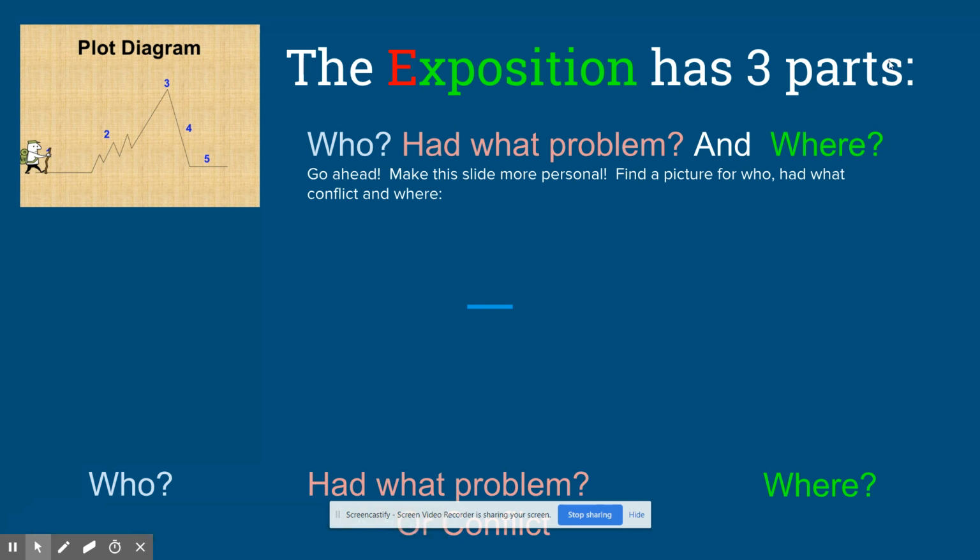So the exposition has 3 parts: who, had what problem, and where. So go ahead, think to yourself who you want your story to be about, and what is the conflict? What is something they need to overcome or go get, and where are they going to do that?